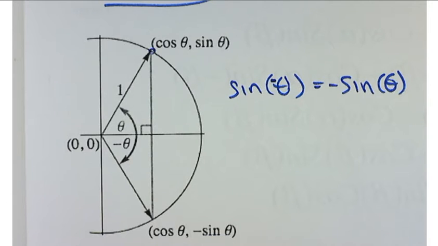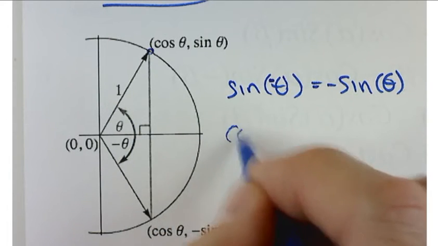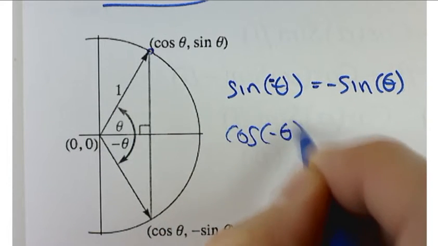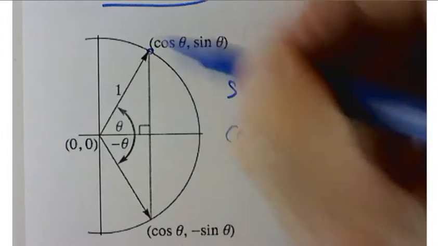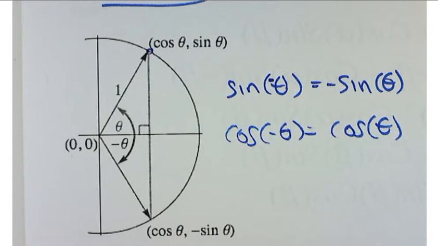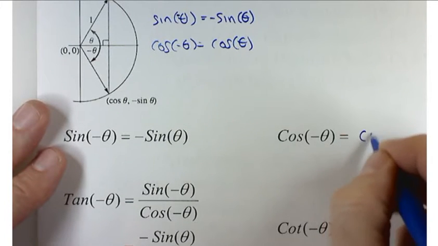But how about cosine? What's going to happen with the cosine? Cosine's not going to change, right? If you go a positive theta or a negative theta, cosine of negative theta is equal to cosine of theta. You're at the same x-coordinate. So it doesn't make a difference which order you go. So let's fill that in here. Cosine of negative theta is the cosine of theta.